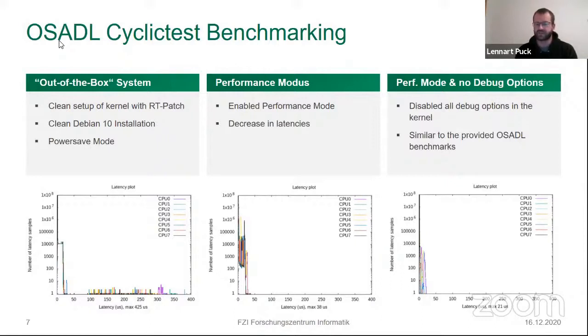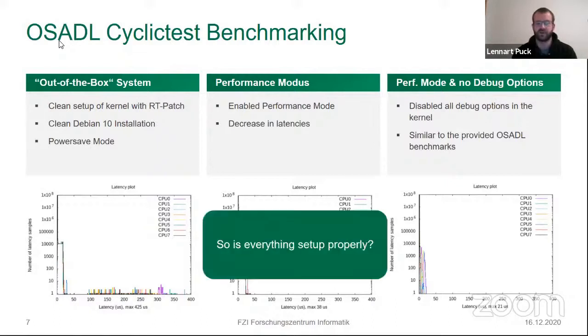So we tried to decrease that, and the first thing was obviously enabling the performance mode, and you already can see we have a drastic decrease in latencies to a maximum of 38 microseconds. And furthermore, if all debug options are disabled in the kernel, we can go as low as 21 microseconds, which is similar to the provided OSADL benchmarks from the system. And hence, we figured our system should be able to run with real time now.